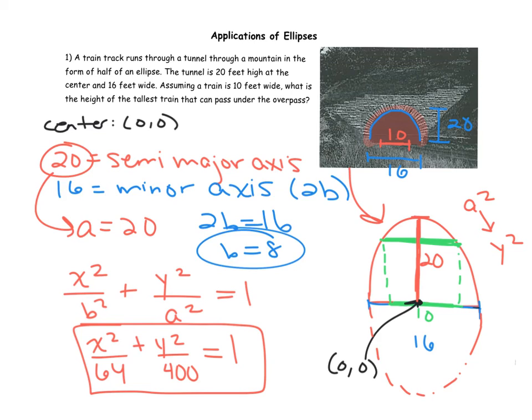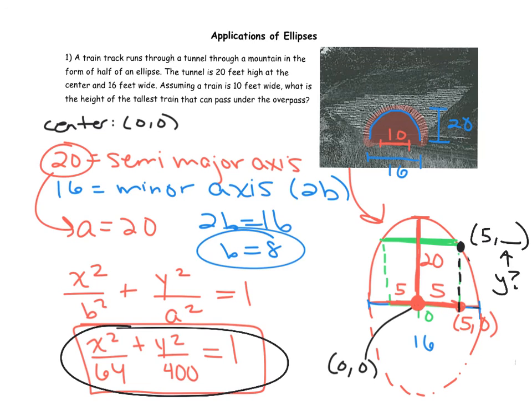Well, if the train is 10 feet wide, well, we know from here to here, that's a distance of 5, and here to here, that's a distance of 5. So we know that when x is 5, remember this is centered at 0, 0, so I'm moving 5 units to the right, so that's at 5, 0 right here, but I want to know what the height will be. So when x is 5, we want to travel all the way up to figure out, what's this y value? So we have to use our equation for the ellipse to figure out this height for the y value. We know x is going to equal 5.